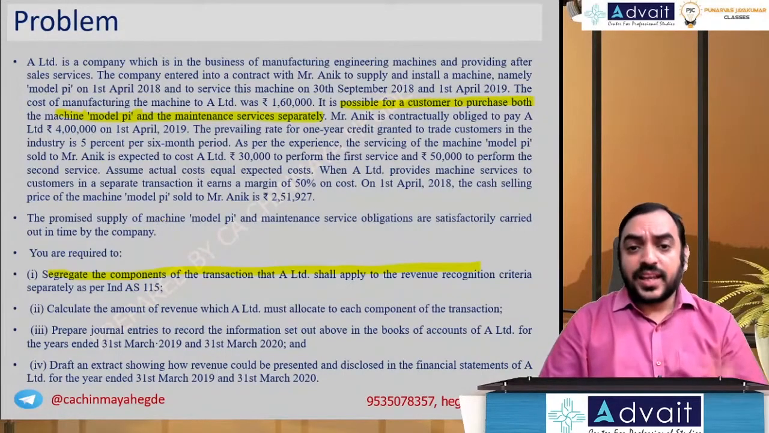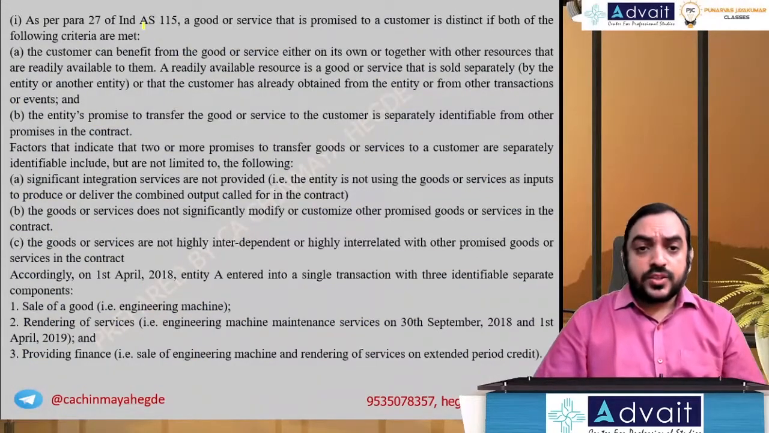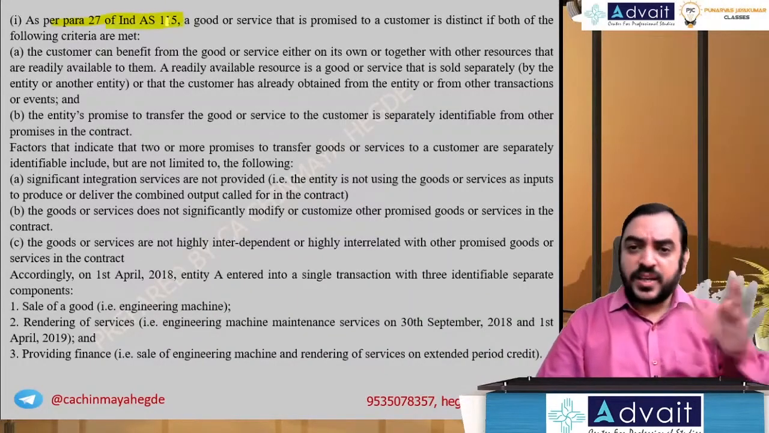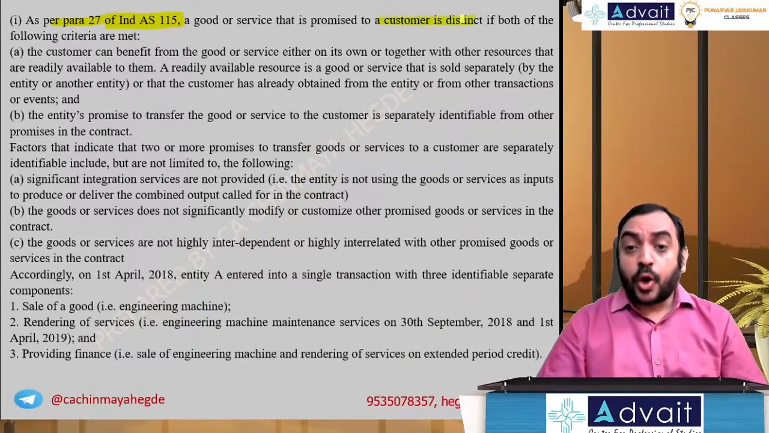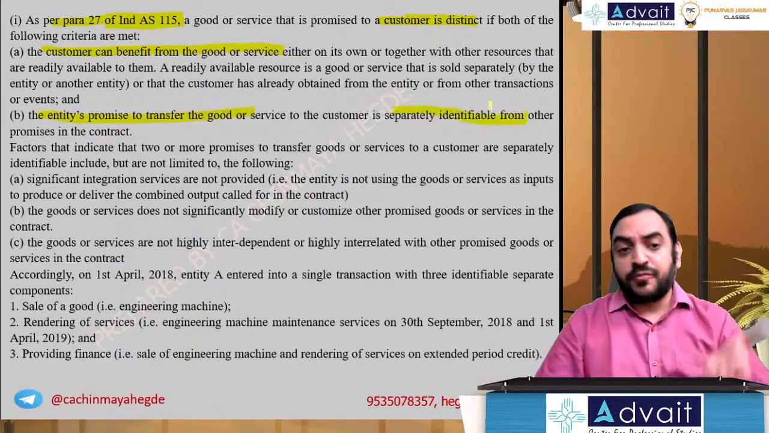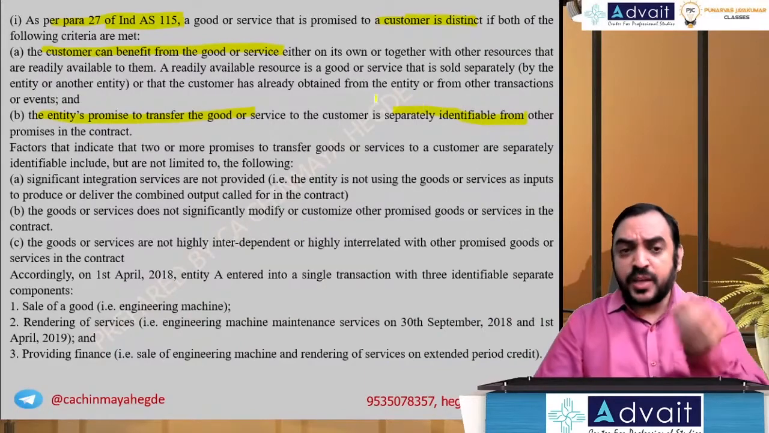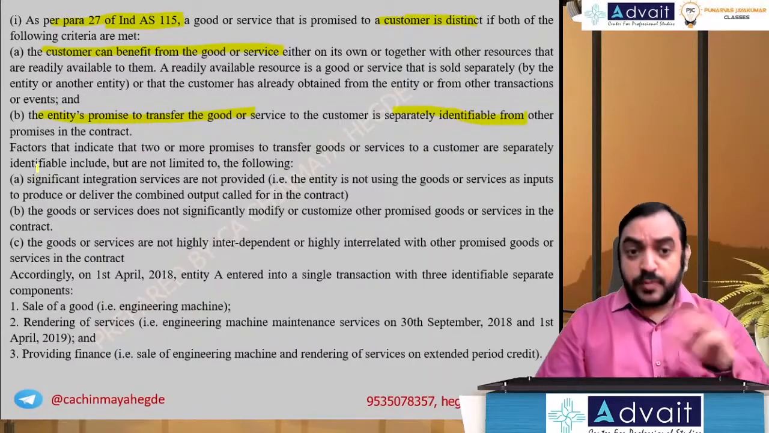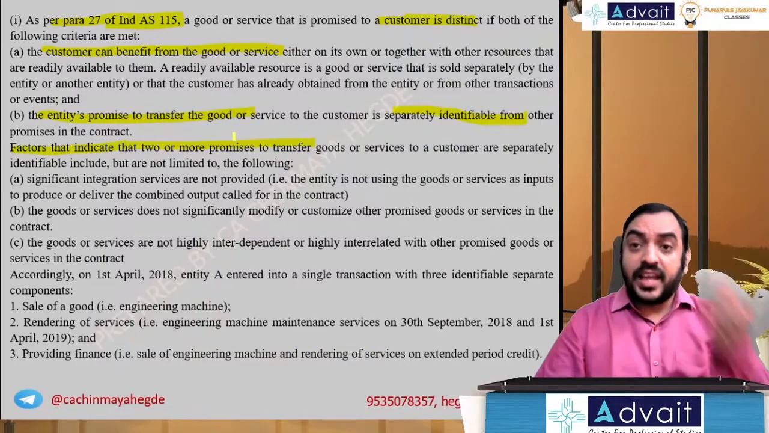Okay, I'll quickly glance through it, I will not in detail. So you should write in the exam as per para 27. If you don't remember the para, it's okay. I also don't remember. Just say as per Ind AS 115. The product is distinct if the conditions are satisfied. Customer can benefit from the good or service. Entity must promise as a separately identifiable from other promises. So separately identifiable and customer can benefit separately. And three more factors. Four factors indicate that two or more promises can be separately identifiable.